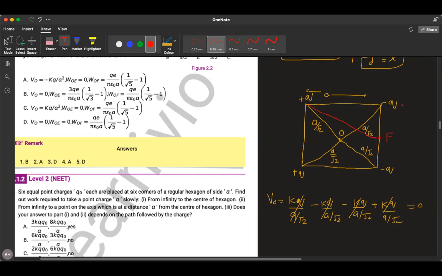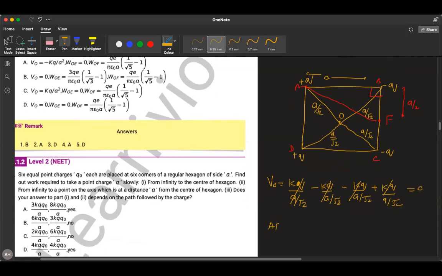This separation is a by two. So for this separation, you can use Pythagoras theorem. Let's call these A, B, C, and D. Then you need AF. To calculate AF, we can use the Pythagoras theorem.